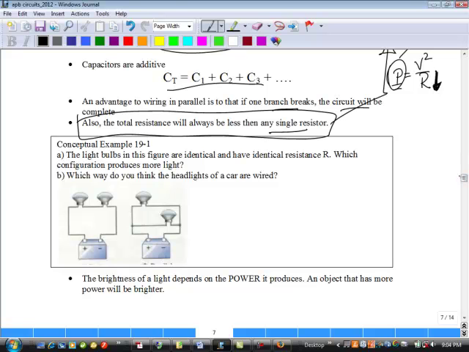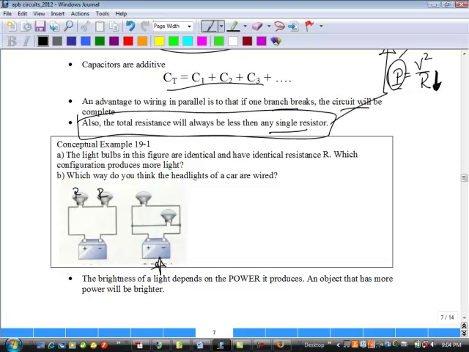The light bulbs in this figure are identical and have identical resistance R. Which configuration produces more light? Wow, kind of just told you the answer there. It is going to be this one here. Let's do the math, the dreaded math that y'all hate so much, in variable terms.